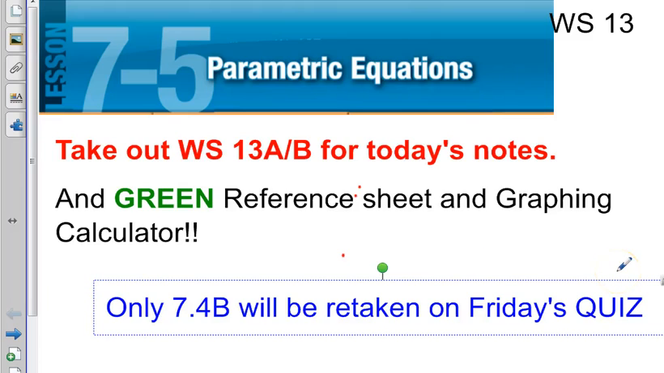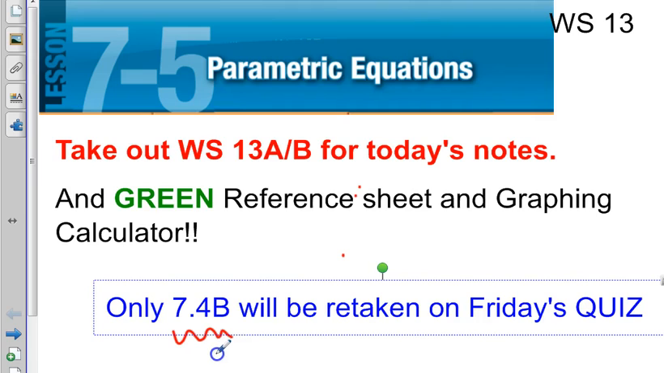I'm trying again. Okay. So, first thing, the quiz from Friday, the only section that is going to be on this Friday's quiz for an automatic retake is everybody has to redo 7.4b, which is finding eccentricity, completing the square and finding eccentricity, okay?